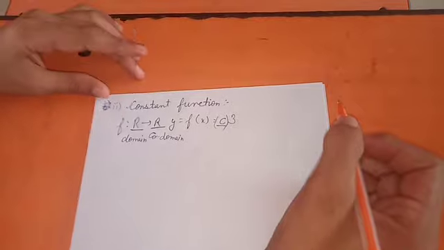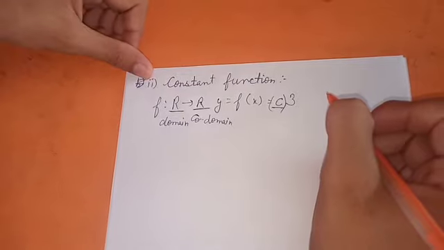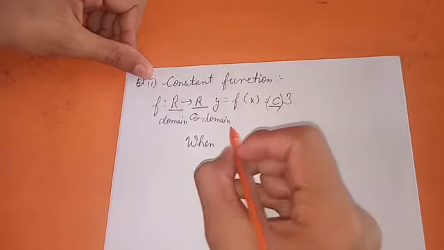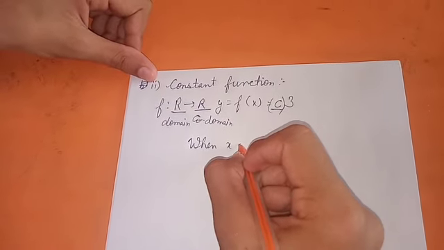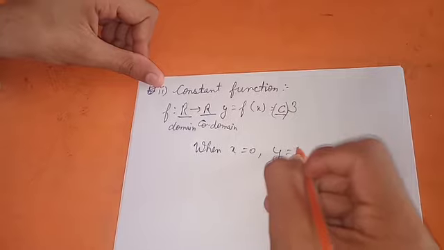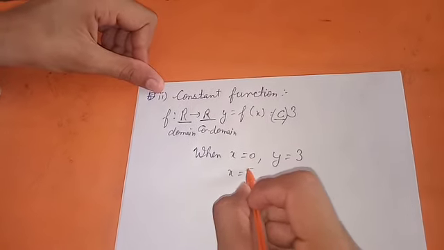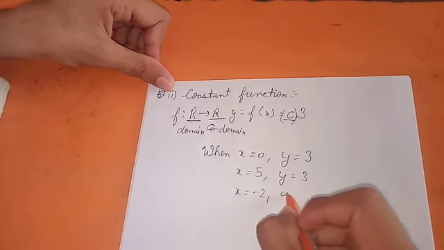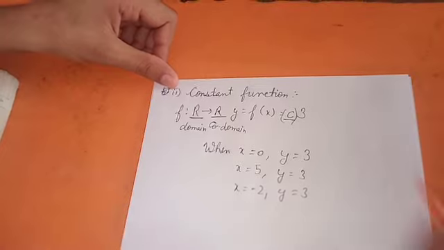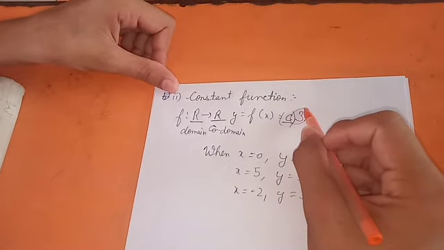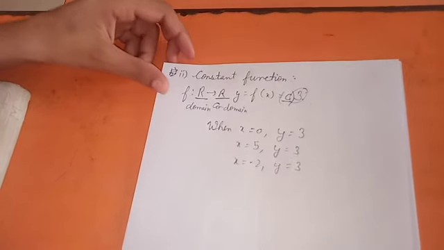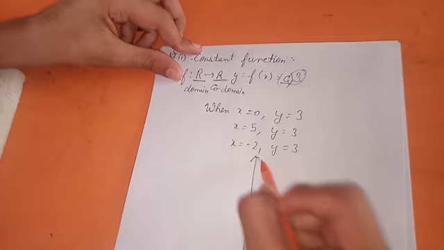Okay. Now using this value, we will try to draw our graph. So when x is 0, y is 3, x is 5, y is 3, x is minus 2, y is 3. Okay, because there is no x here, it is constant only, and this will remain same as it is. We can keep any value. And if we will draw this graph, then what we will get?